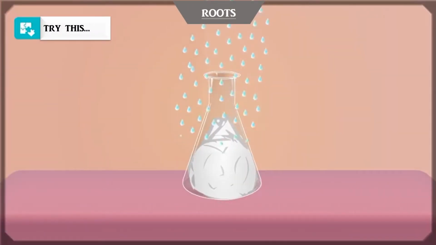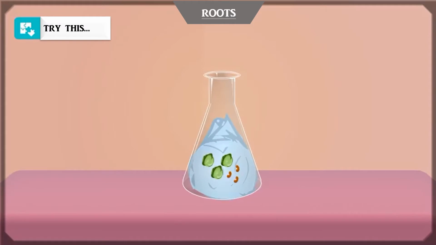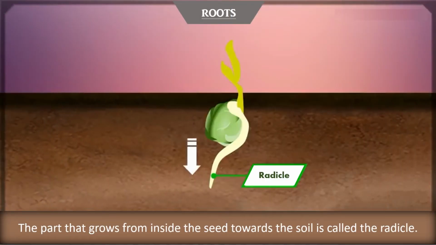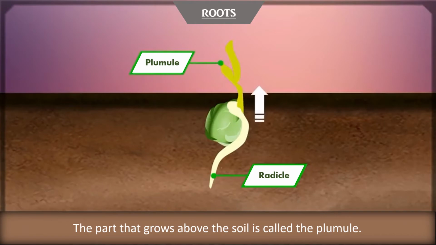Try this. Keep a moistened ball of crumpled paper in a conical flask. Place some soaked beans, gram seeds in the flask between the paper and the glass wall. Observe and note the changes in the seed in 2 or 3 days. You will see that the part that grows from inside the seed towards the soil is called the radicle. The part that grows above the soil is called plumule.